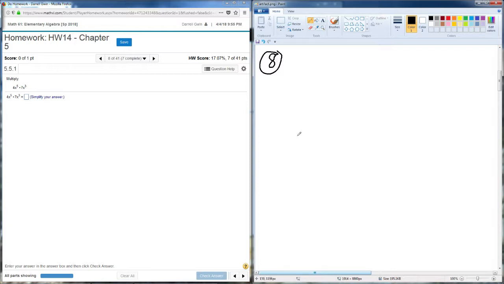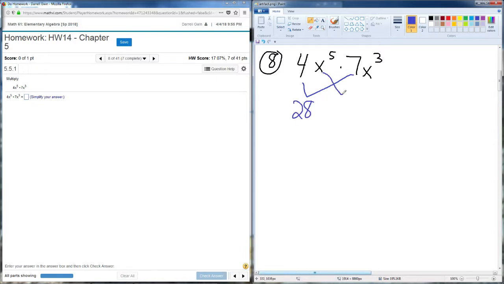Number 8 is multiply 4x to the 5th times 7x to the power of 3. The way this is going to work is, because everything is multiplied, I can multiply in any order I want to. That is called the commutative law of multiplication, which says if everything is multiplied, you may rearrange these in any order you want to, and I am definitely going to organize the 4 and 7 together in the front.